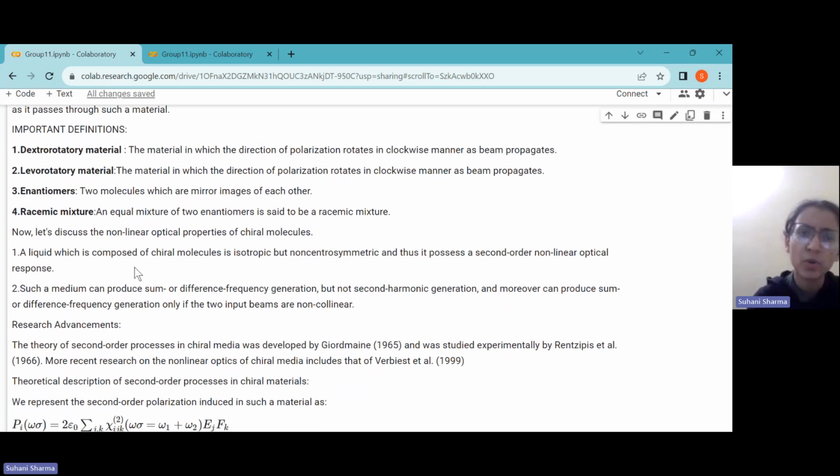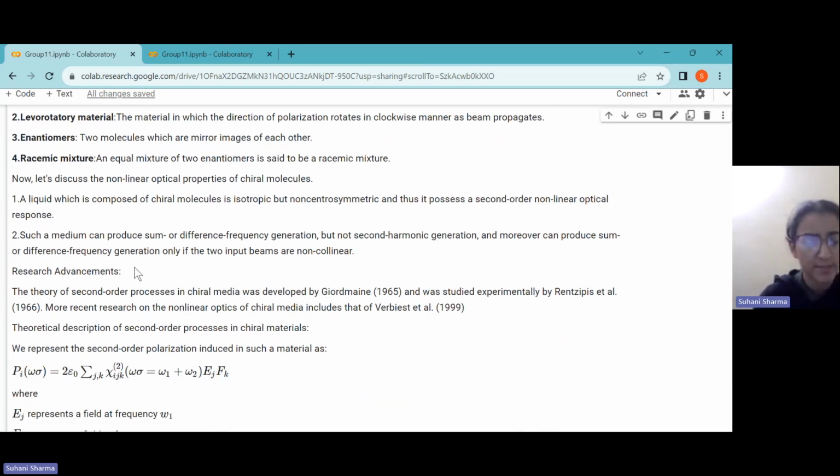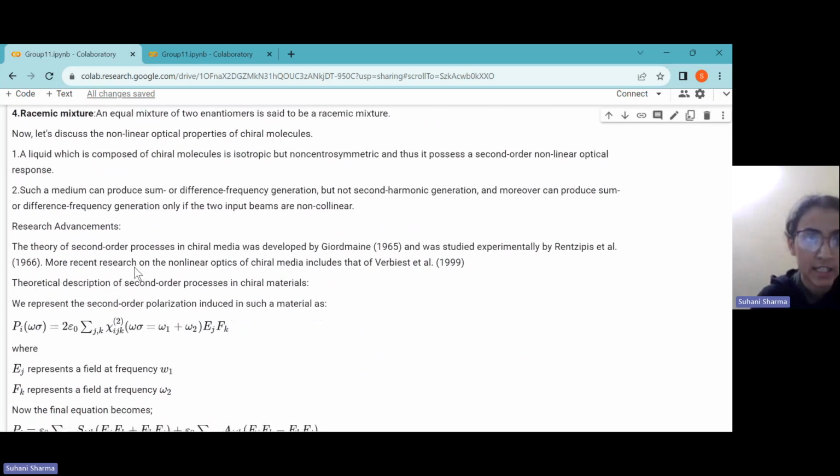And then we have some small important definitions, which are enantiomers and racemic mixtures. Enantiomers are a pair of molecules which are mirror images of each other. And a racemic mixture is when you mix equal amounts of two enantiomers. The thing to notice is that in a racemic mixture the optical activity cancels out, resulting in no net rotation of the polarized light.